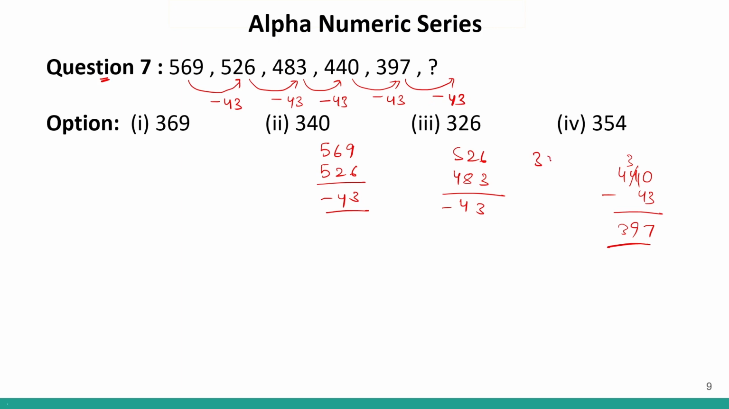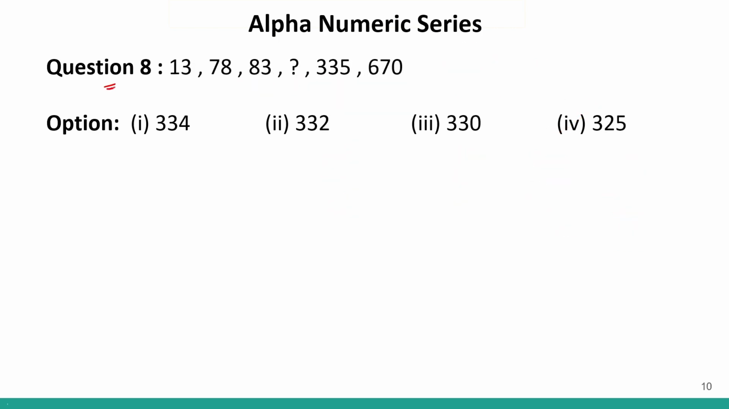So if I reduce 43 from 397, I'll get 453. So I'll get 354. This is my answer. 354 is your answer, which is given in option number 4. So option number 4 will be the correct answer to this question. Clear? Now, next question, question number 8.